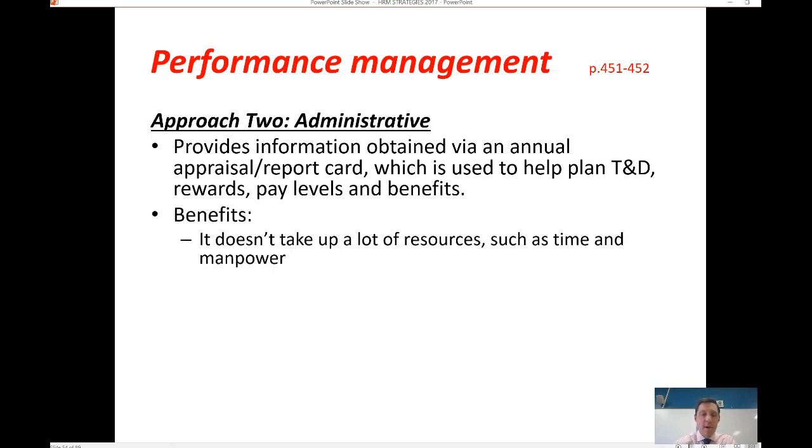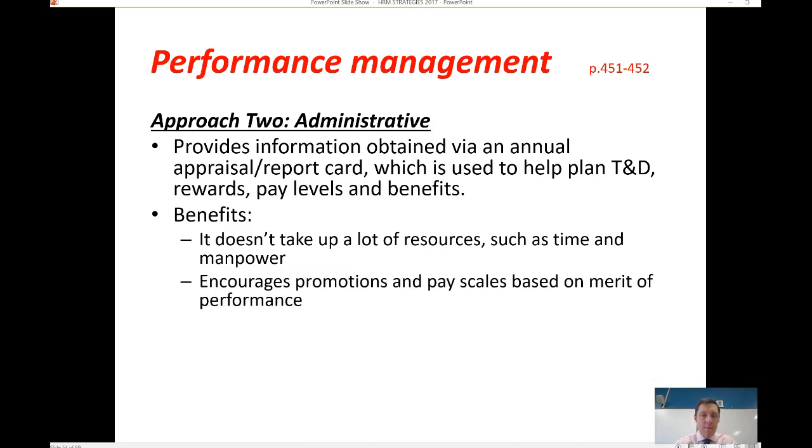So what are the benefits of that type of approach? It doesn't take up a lot of resources in terms of time and manpower. It's just a half an hour meeting. It encourages promotions and pay scales based on merit of performance. So there's a carrot and a stick approach there. These are the objectives we set. If you can meet those, potentially you'll go up a pay grade or you might get promoted.